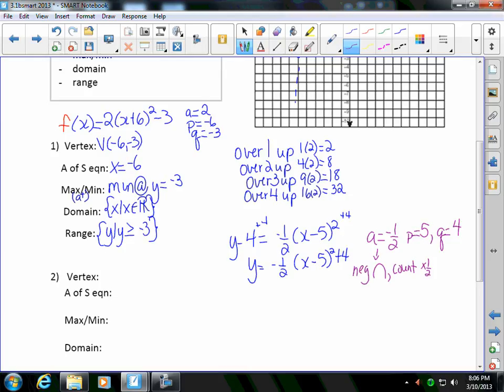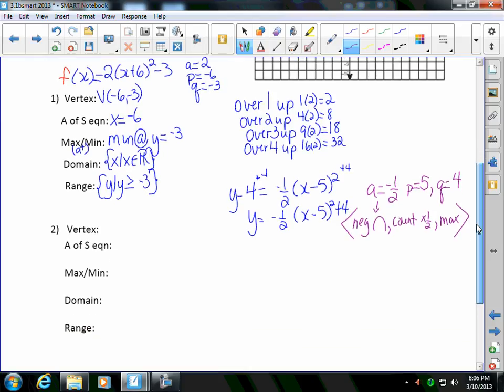If my a is negative also, that means that because my graph is going down, I'm going to end up with a maximum value. And these things here, you don't need to write those in, it's just things to keep in mind as you're doing the graph. So my vertex is (p, q), so the vertex is at (5, 4). Axis of symmetry, x is equal to p, so it's x is equal to 5. I said from before my a is negative, so that means I'm going to have a maximum at y is equal to q, so y is equal to 4.